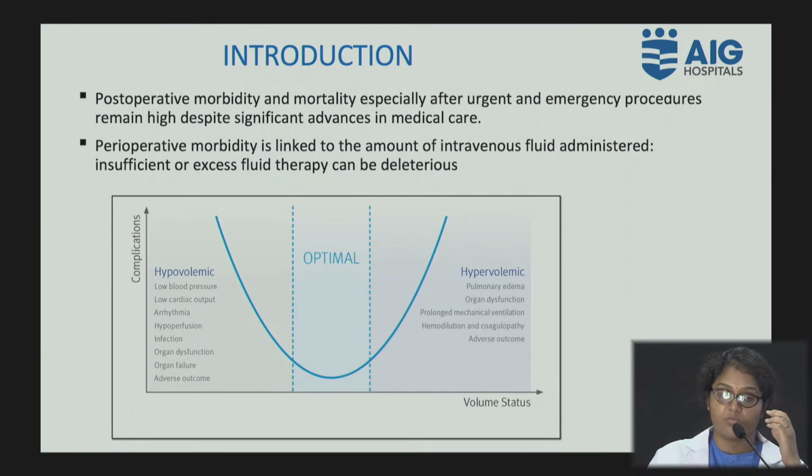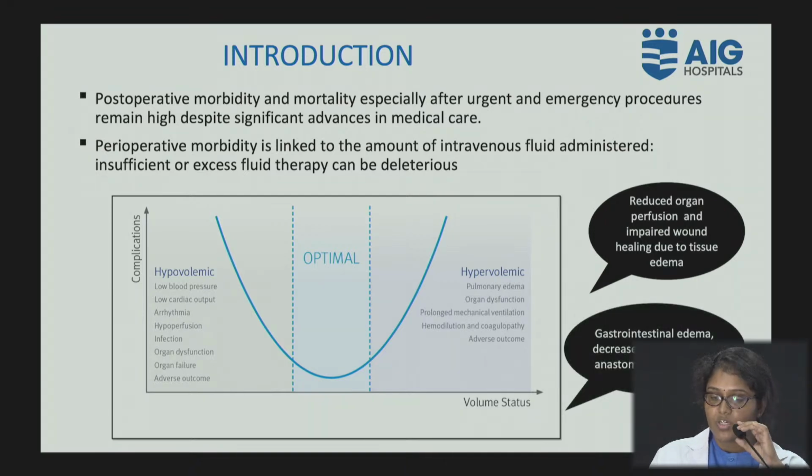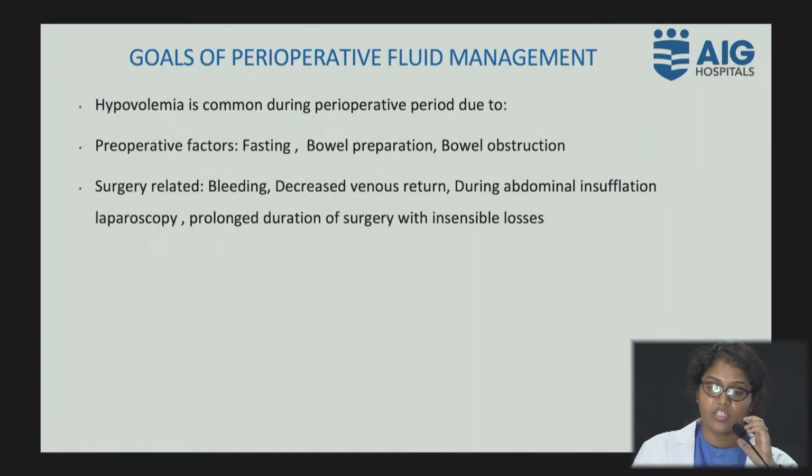In the lung, it will cause pulmonary edema because of the disruption of the alveolar capillary membrane and prolonged mechanical ventilation. And it also leads to dilution, which leads to coagulopathy. So fluid management forms an important crux of our treatment in the OR and in the ICU, and both insufficient and excess can be deleterious. So this is again what I've spoken. In the GI system, it can lead to decreased motility, ileus, and can also cause anastomotic dehiscence.